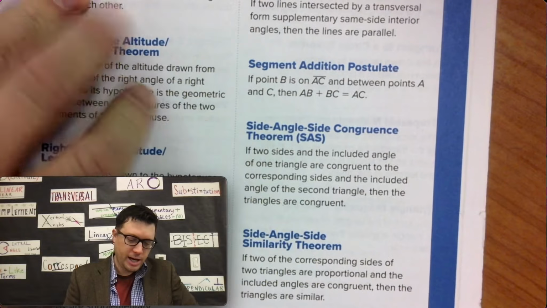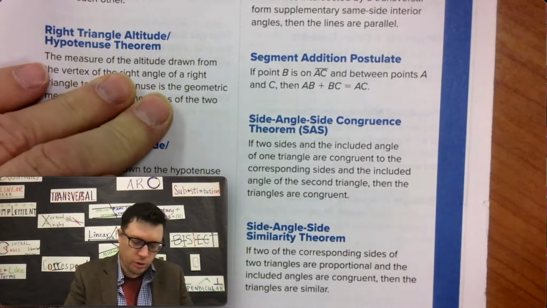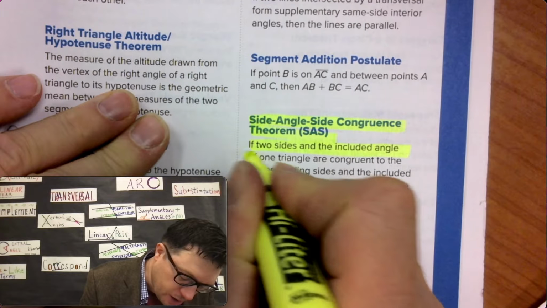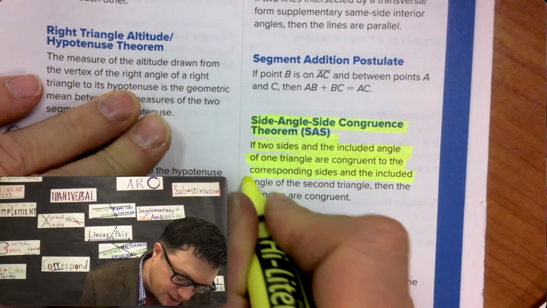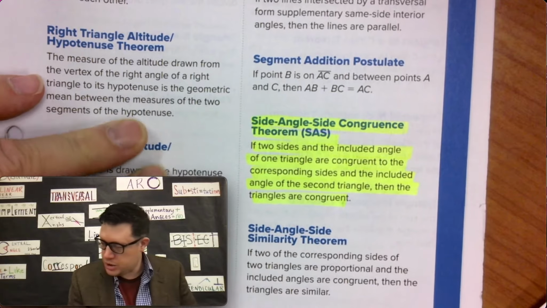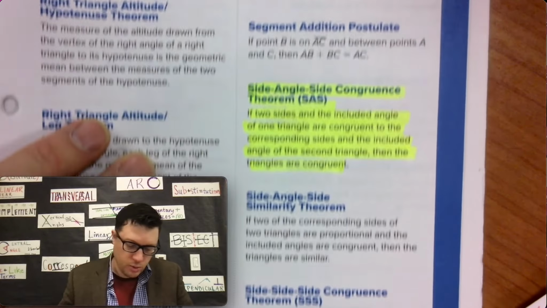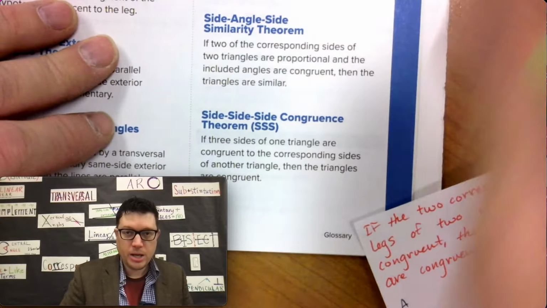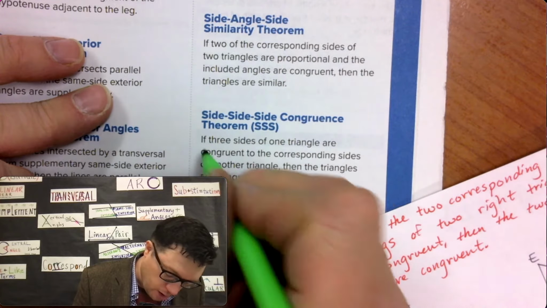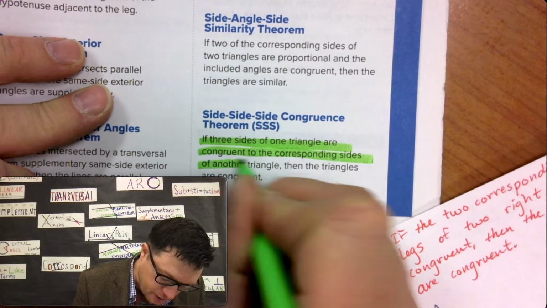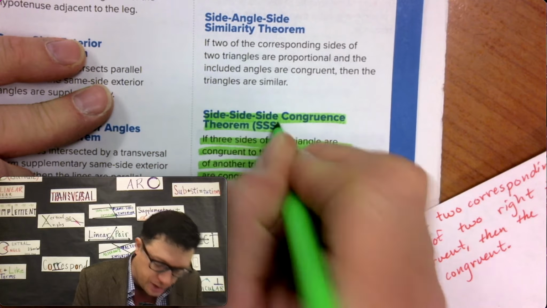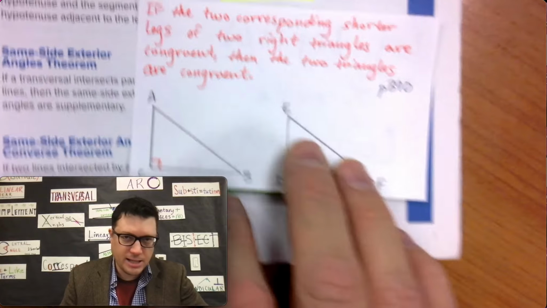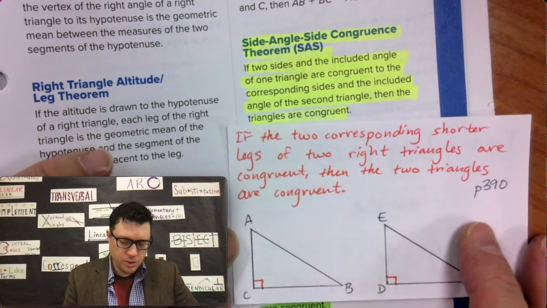Okay, so we have side angle side congruence. It deserves a highlight. If two sides and the included angle of one triangle are congruent to the corresponding sides and the included angle of the second triangle, then the triangles are congruent. And then the one below that, way below that actually, right down here: if three sides of one triangle are congruent to the corresponding sides of another triangle, then the triangles are congruent. These two statements are what matter. Now, we could probably use any of them, but I'm going to really focus on SAS. Okay, SAS. So that's the thing.